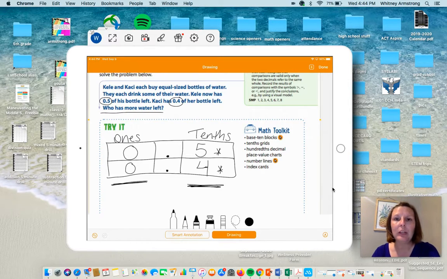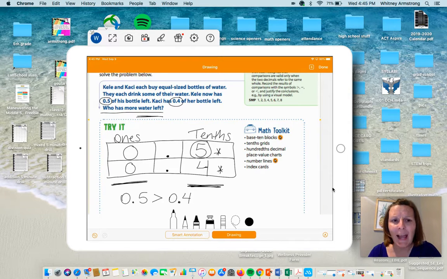So just like when you're comparing other numbers, you're going to look to see which one is bigger in this case because it wants to know who has more water left. Okay, so we're looking at our numbers to compare the 2. So I know that 5 is bigger than 4, okay? 5 is bigger than 4. So that also means that 0.5 is greater than 0.4. Okay, so I'm just using what I already know about numbers, and I know that 5 is bigger than 4, so 0.5 is greater than 0.4.